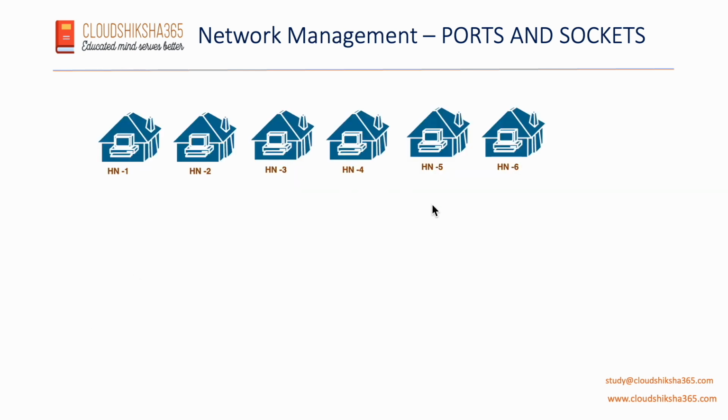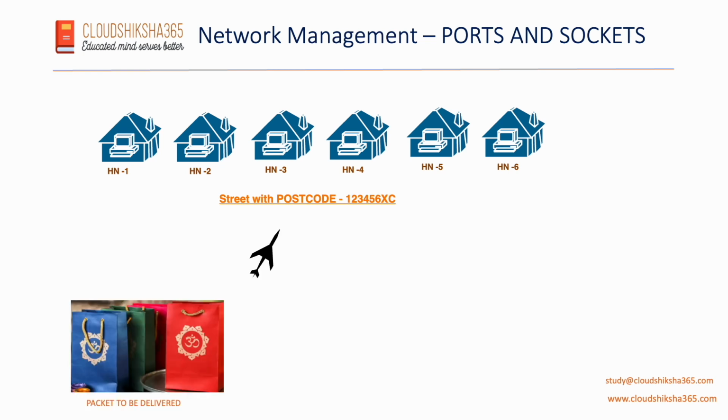Let's take an example that you are living in one lane or a small village where there are around 6 houses, and this lane has a postcode, for example 123456XC. Now one of your friends wants to deliver a gift to you. Then only having this postcode is not enough to deliver this gift to you, right? So let's say we need something else, and what is that something else? That is the house number.